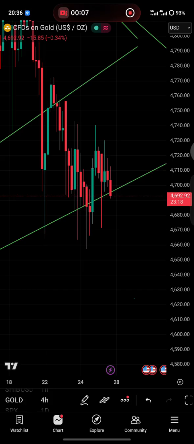Today we'll be going through the gold chart to check and see if right now the price action or the trend is on the bullish side or the bearish side, right?